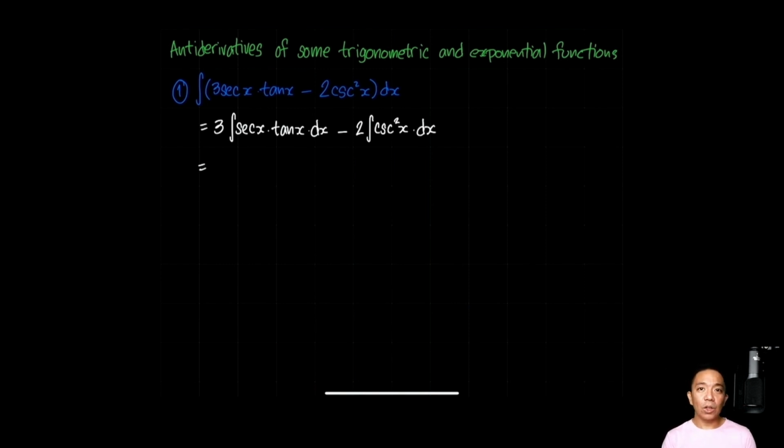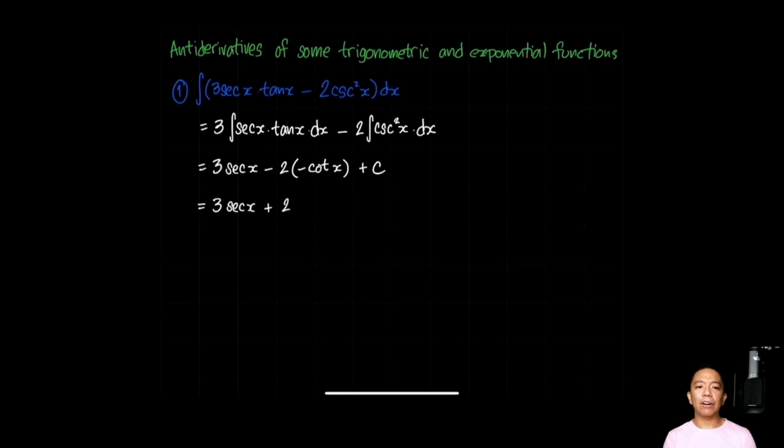We can quickly recall, or you can just look at your reference, that the general antiderivative of secant tangent, or the function whose derivative is secant tangent, is secant x. So the first term is 3 secant x minus 2 times the antiderivative of cosecant squared. But again, you could look at it as what function has a derivative of cosecant squared, and that will be cotangent but negative. So this will be minus 2 times negative cotangent x, and let's not forget our constant of integration.